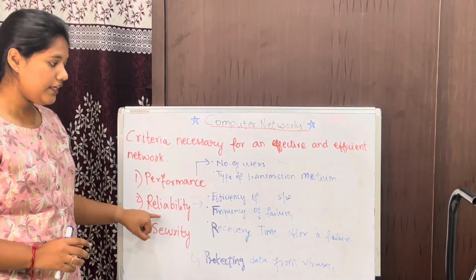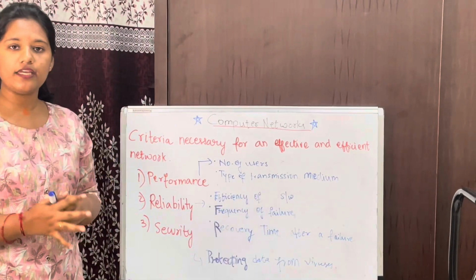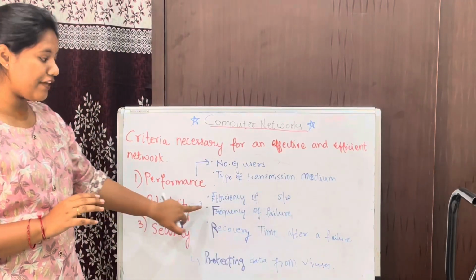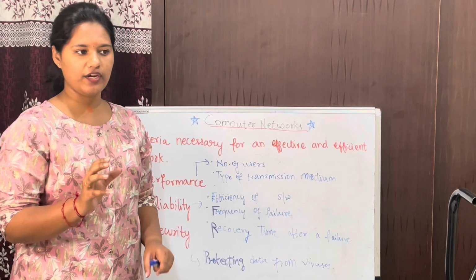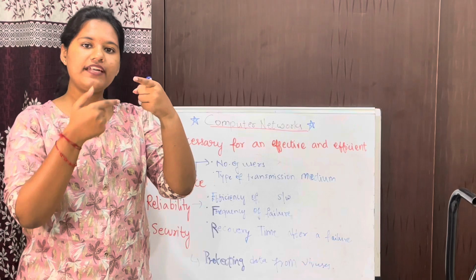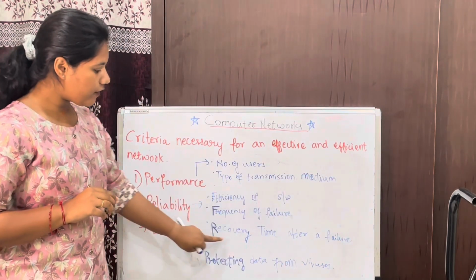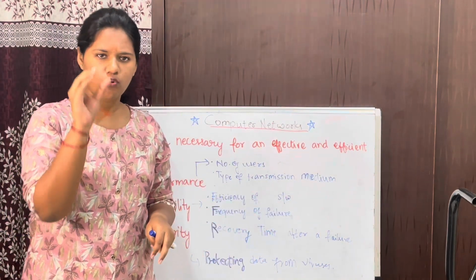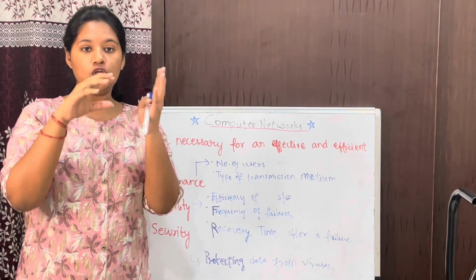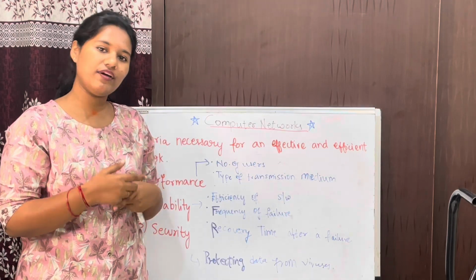Next one is reliability. Now a person can rely on a network or anything only if certain things are satisfied. So the first thing in reliability is efficiency of the software. How efficiently is it working without any errors? Then frequency of failure. The rate of getting failures should be low. Then recovery time after a failure. Even if you are getting those little failures, the time required to recover from that particular failure should be less so that the person can use that network efficiently.